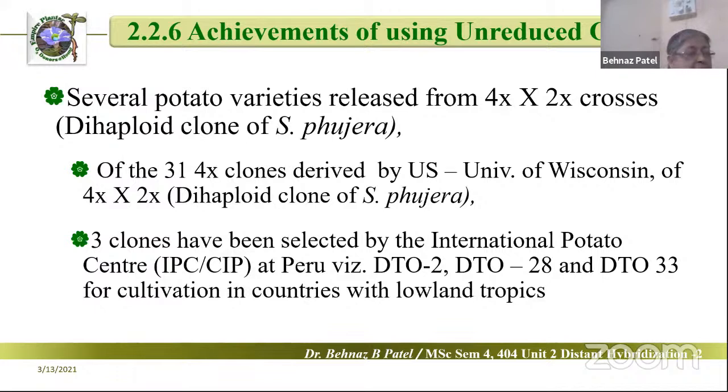One of the examples is that University of Wisconsin produced about 31 different varieties. And then they were clonally propagated also. All the 31 varieties were clonally propagated and established clones. And they were sent to Peru, but of these, only 3 were accepted. So these are the names which were accepted. They have been given numbers. So those were DTO2, 28, and 33, which had been accepted. Some of them in between, they might have omitted or eliminated. So this is how the number 31 comes, though only 31 were submitted. And these were released for cultivation in the lowland tropics. So that way they would analyze it.